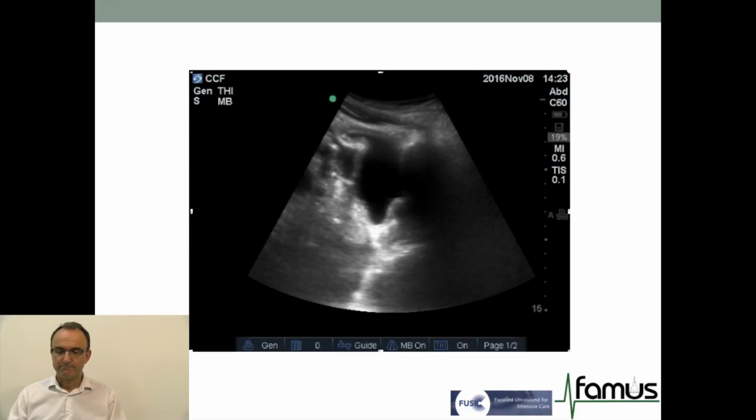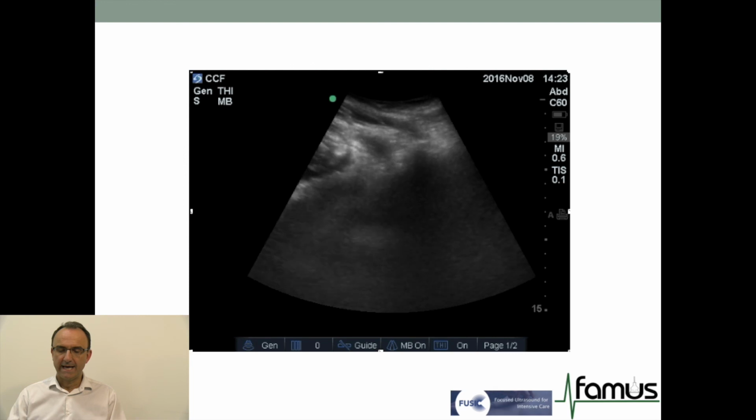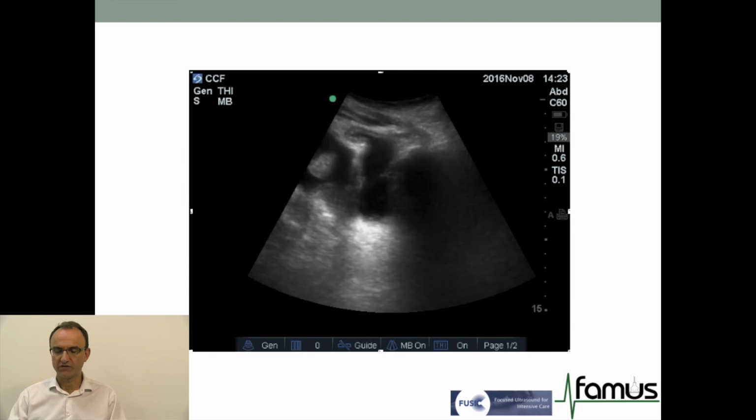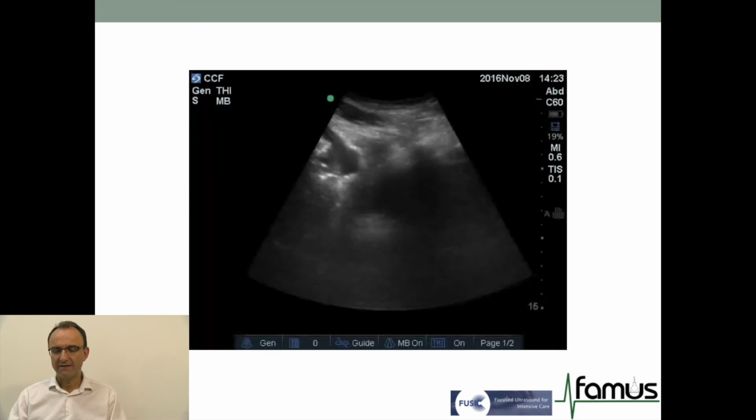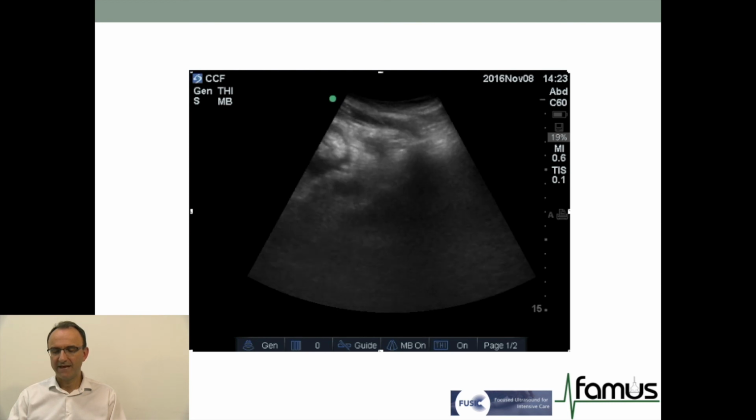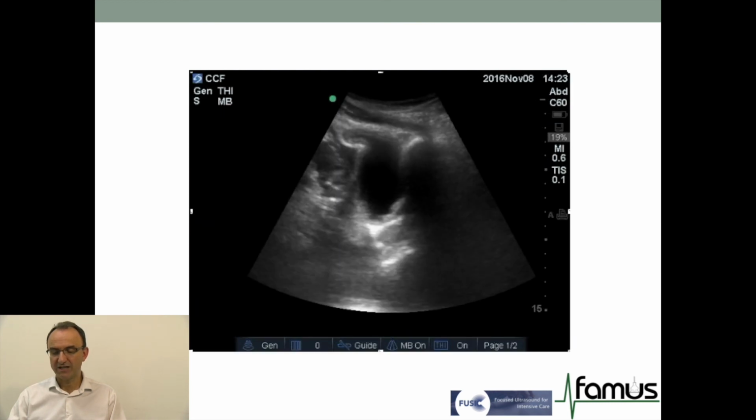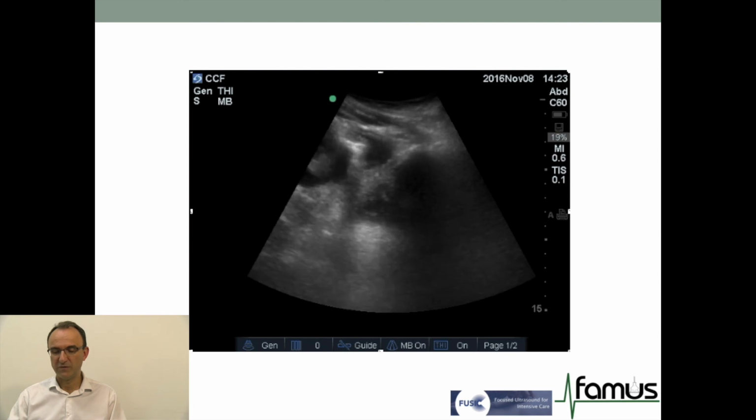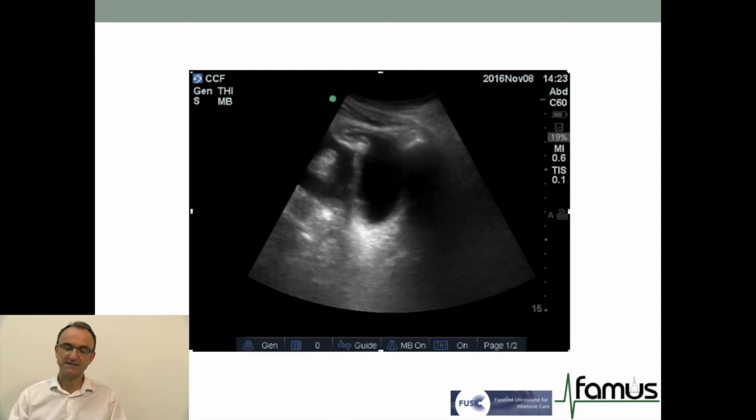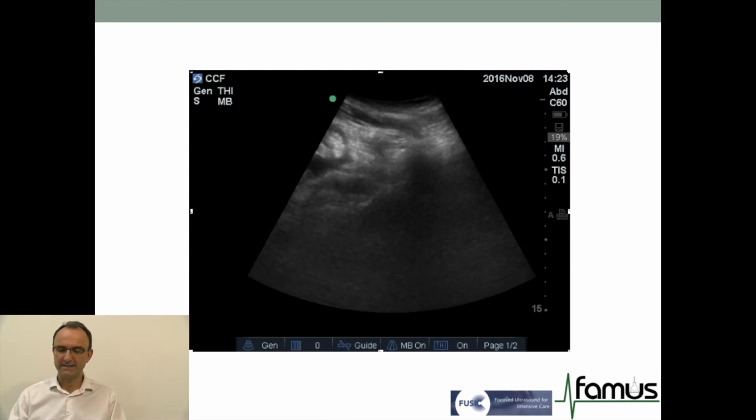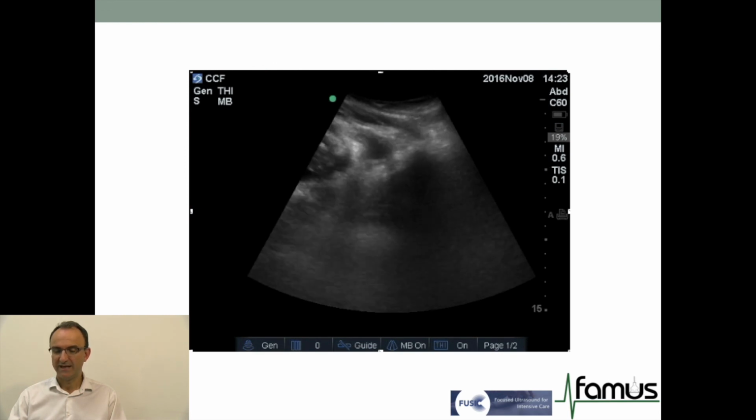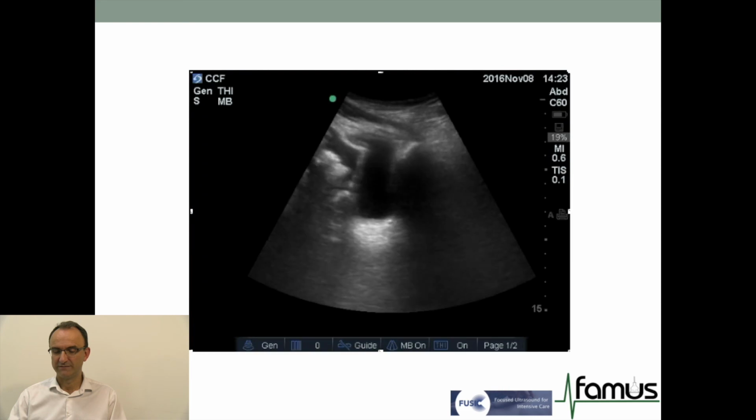In this clip, we can identify the bladder, the anechoic structure in the middle actually, and free fluid on the left. Please notice that the differential diagnosis of what is bladder and what is free fluid is helped by the presence of intestinal loops floating in the ascitic fluid.